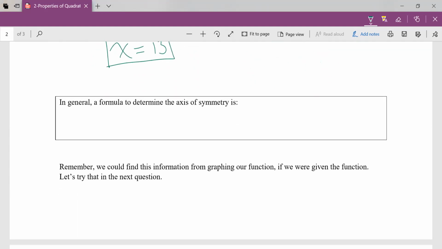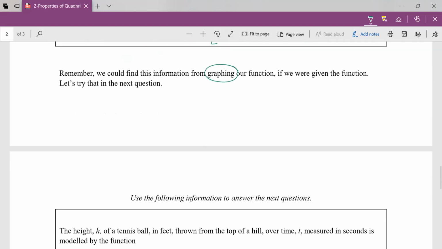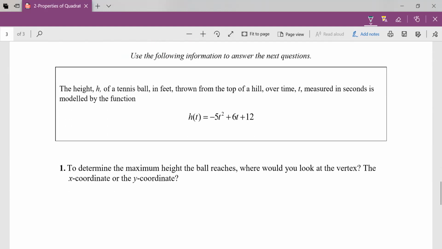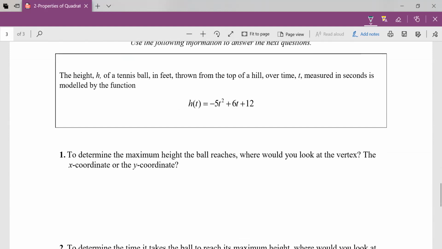If you really want a formula, what you're going to do is take an average. You're going to use these two x coordinates and divide them by 2. That's your axis. But what I want you to think is, how could we do this if we were graphing something? Remember, our graphing calculator does pretty much everything for us, but only when we're given the actual function.